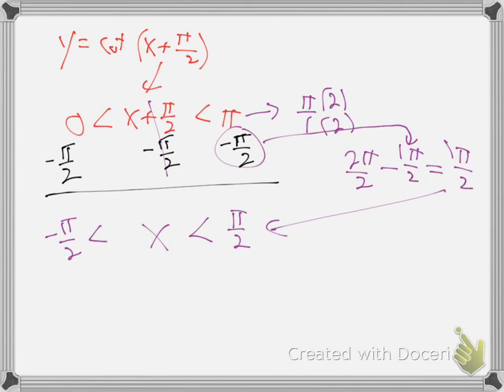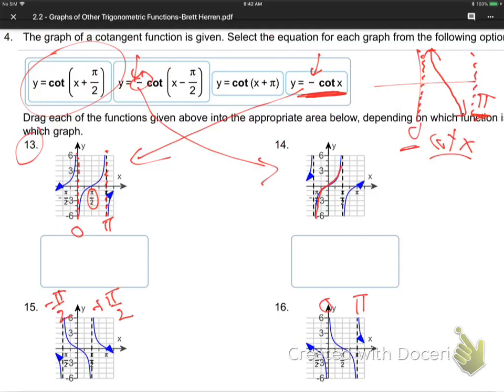So I'm going to go back. Basically we're looking for a dotted line at negative pi over 2, a dotted line at positive pi over 2, and cotangent is a snake going down. So which one does that? Well, that's 15, isn't it? There it is. So this guy here must be 16. We're done.